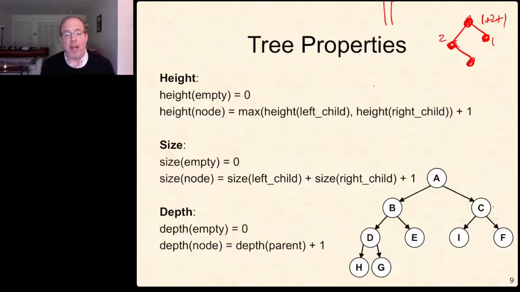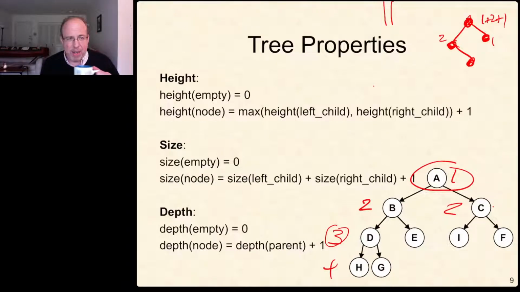Depth is very much like height, except it's measured from the top down. So the depth of the empty tree is 0, and the depth of a node is the depth of its parent plus 1. So the depth of the parent is 1, the depth of its children is 2, the depth of its children's children is 3, and the depth of these children is 4, because it's the depth of the parent plus 1, and we start with 1 at the root.